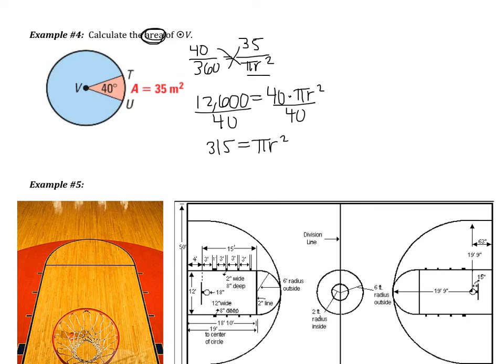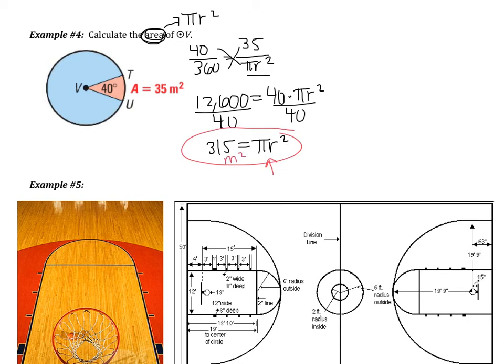Now from here, I could solve for the radius. But if I'm tricky, I know that this is my answer. I want to calculate area. Remember that area is pi r squared. That's what I have right here, pi r squared. So my area is just 315 meters squared.